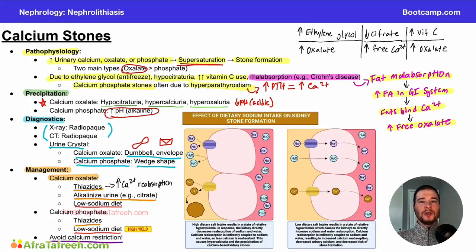So it might make sense to you intuitively that if we're having the formation of calcium stones, well, let's just give them less calcium. We're decreasing the amount of substances that can create the stones. And intuitively, that makes a little bit of sense. However, physiologically, that reasoning kind of breaks down a little bit.